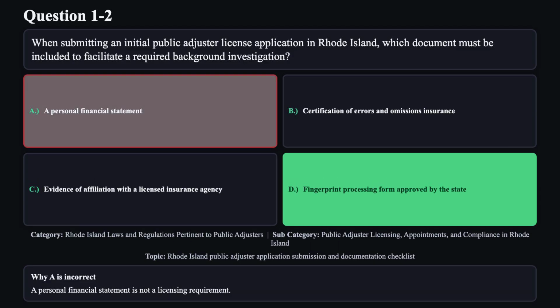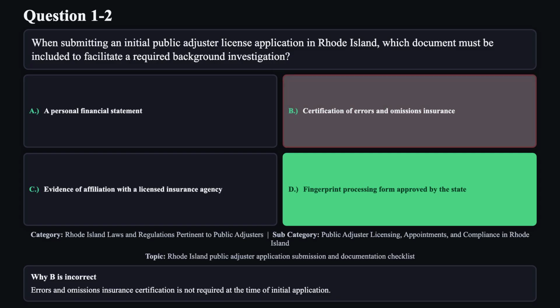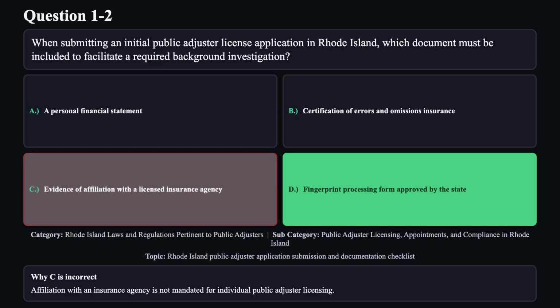Reason A is not correct. A personal financial statement is not a licensing requirement. Reason B is not correct. Errors and omissions insurance certification is not required at the time of initial application. Reason C is not correct. Affiliation with an insurance agency is not mandated for individual public adjuster licensing.